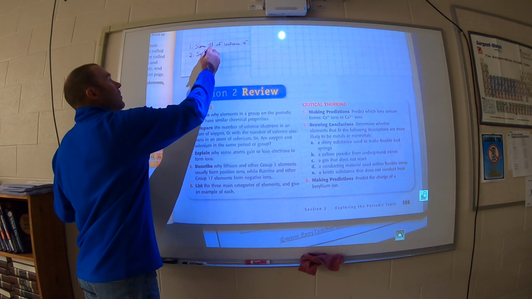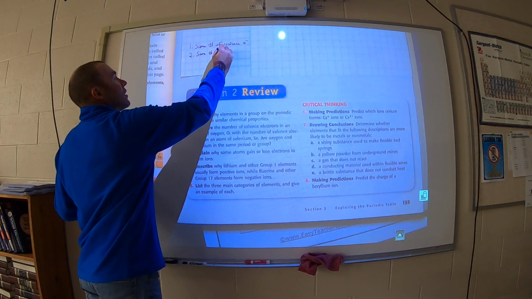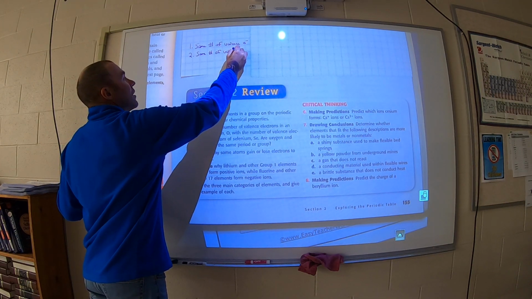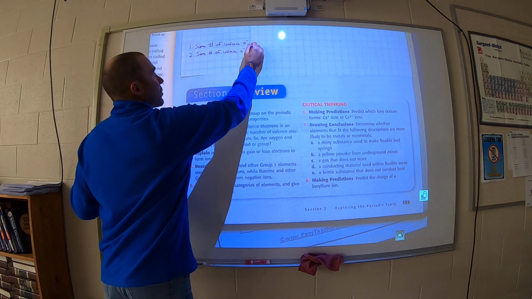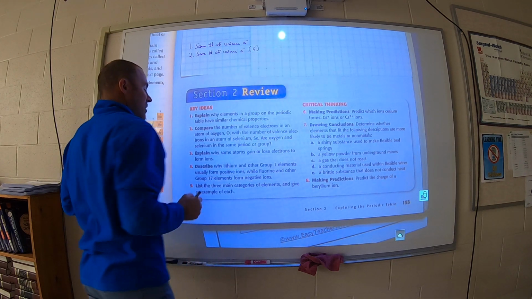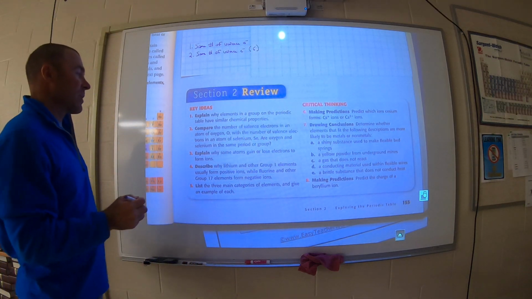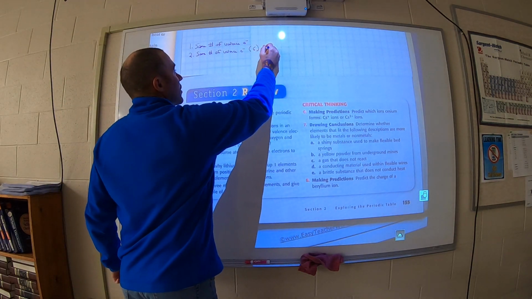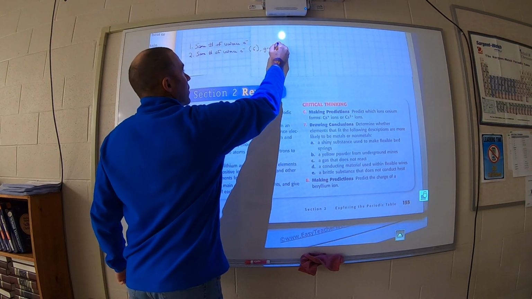So I'm going to say same number of valence electrons. I'm going to put parentheses here, 6. Then it says, are oxygen and selenium in the same period or the same group? They're in the same group.